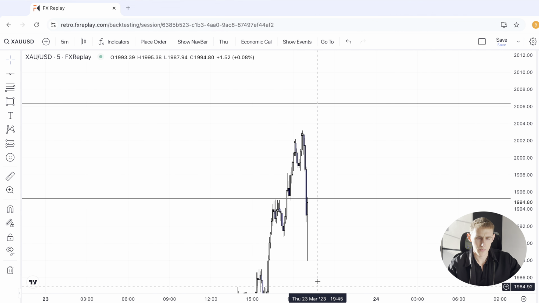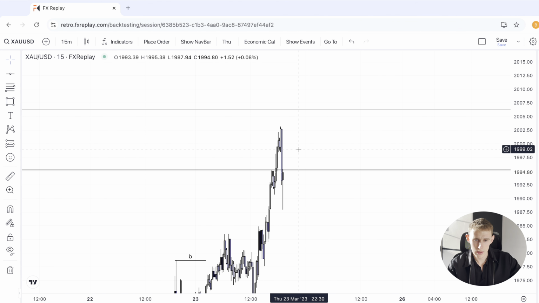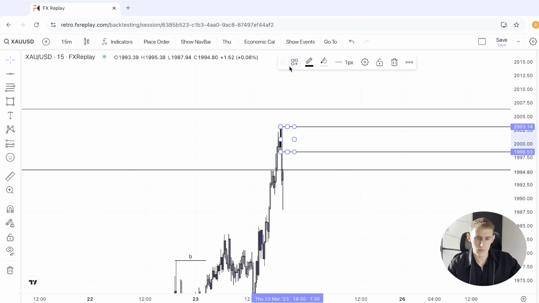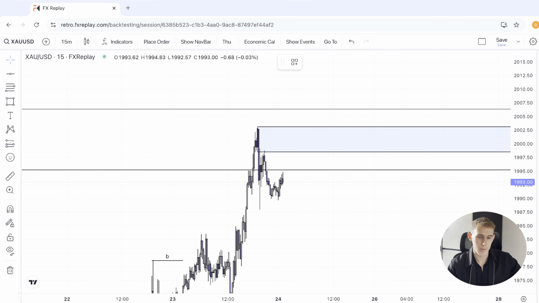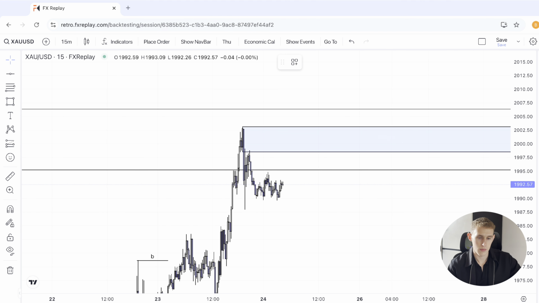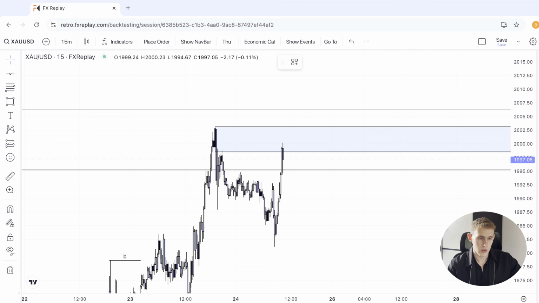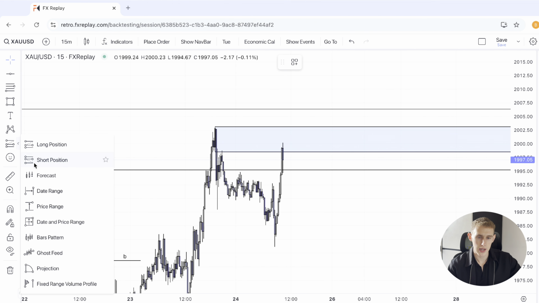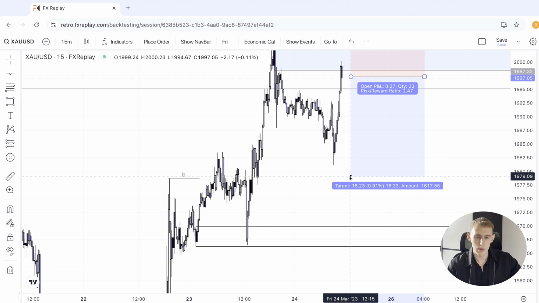That was nice. So you've had that change of character. Could see maybe a retest of this supply. Okay, nice. I'm going to enter here, market execution, stops just above, and we will go for a 1 to 3.